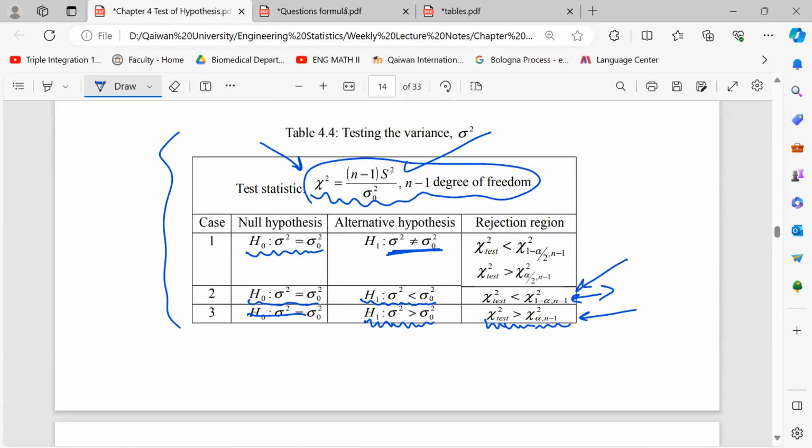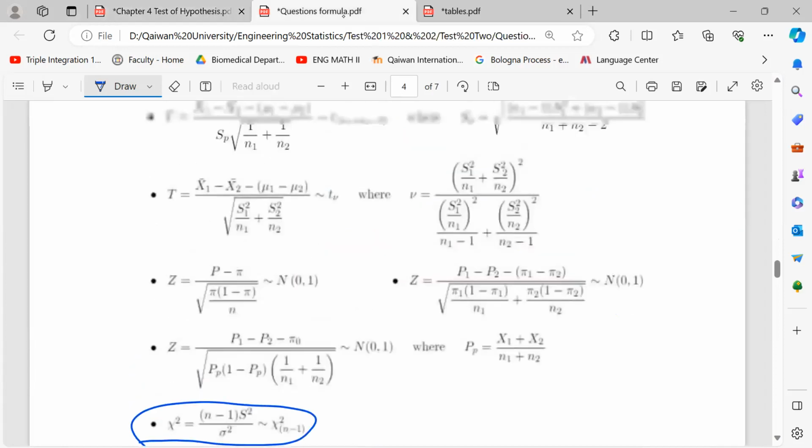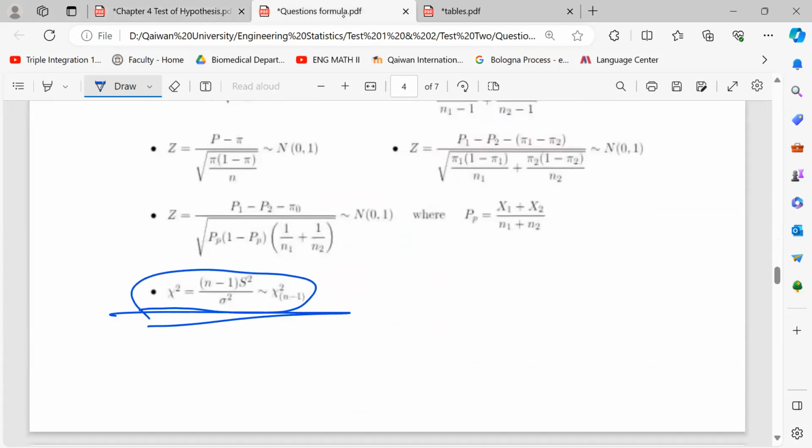So it's important to recognize the question and to know which rule to use. Here we use chi-squared. In the list of formulas, we look for chi-squared. We don't look for Z or T or F or anything.